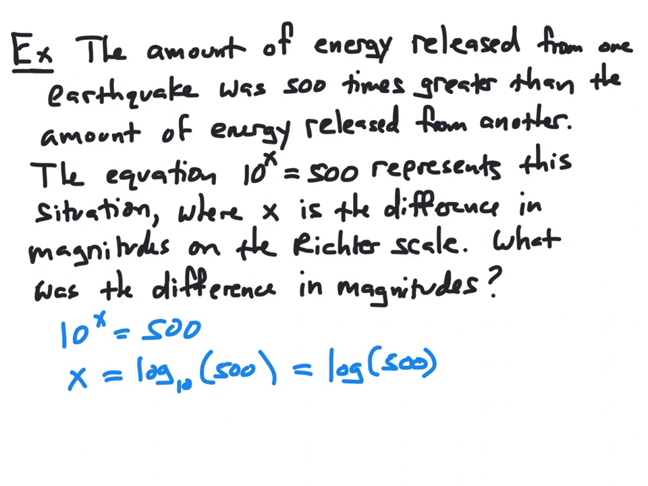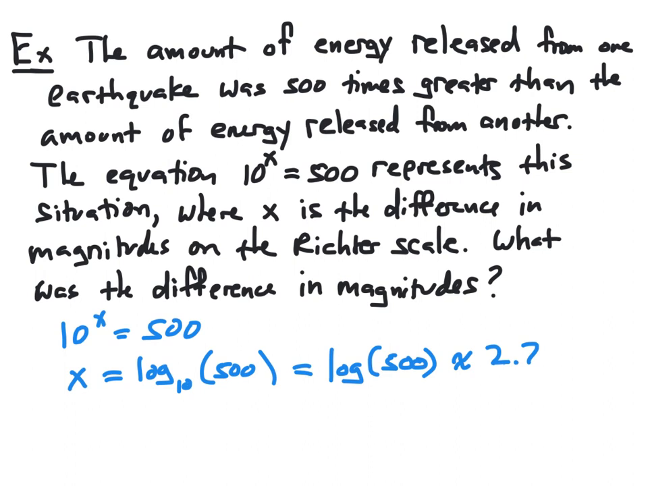Any scientific or graphing calculator should have a button that simply says log. Sometimes it's in lowercase, sometimes in capital letters, but there should be a button that says log, and you can use that followed by the number 500, hitting enter, and we should obtain a value that's approximately 2.7. Right, so it's 2.699 to go out a couple more decimal digits, but 2.7 is the approximate difference in magnitudes.